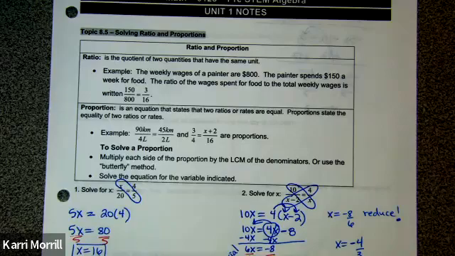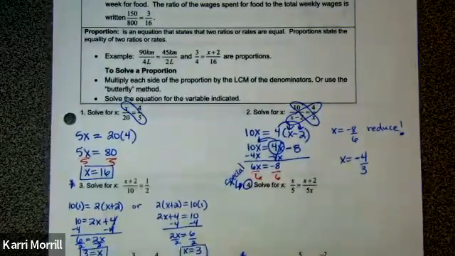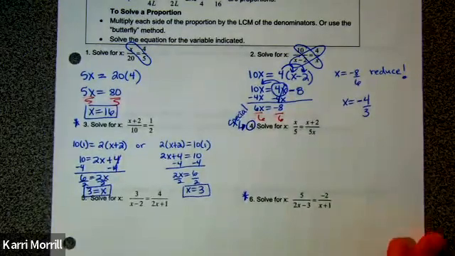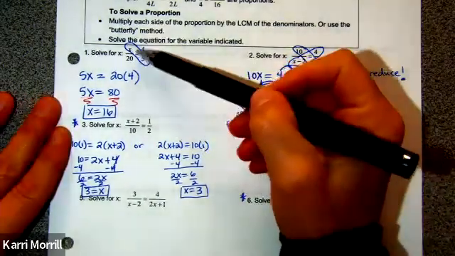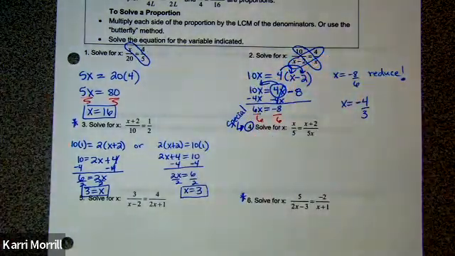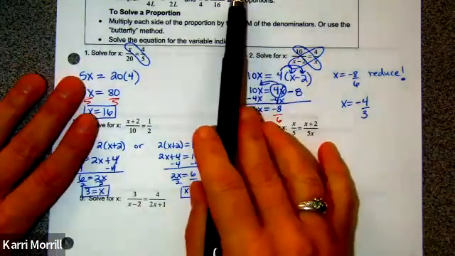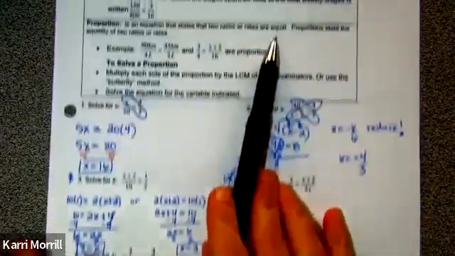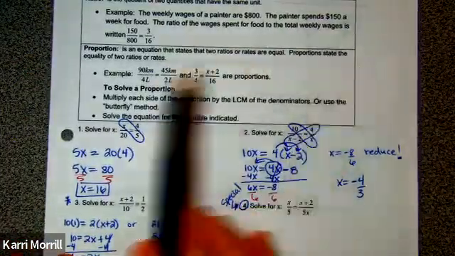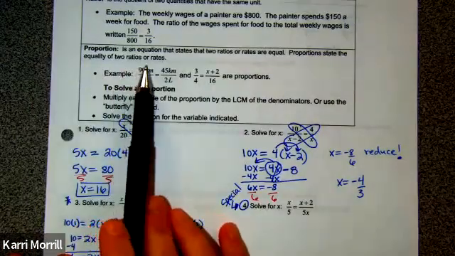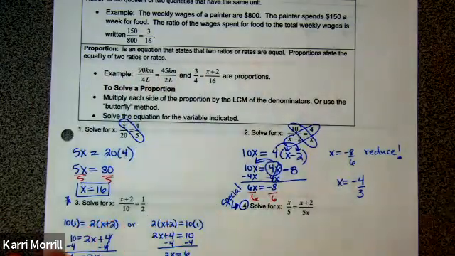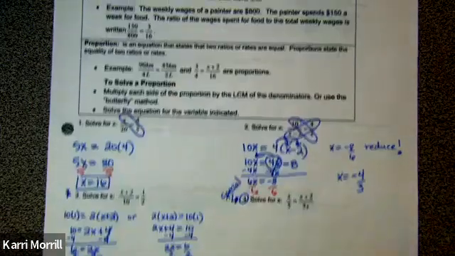8.6, we got started, but we didn't finish. So these are equations with fractions, right? But the difference is that we only have one fraction equaling another. So this is called a proportion. A proportion is an equation that states that two ratios or rates are equal, basically. That's what it says right here. Proportions state the equality of two ratios or rates. Kind of says the same thing twice, it seems like.